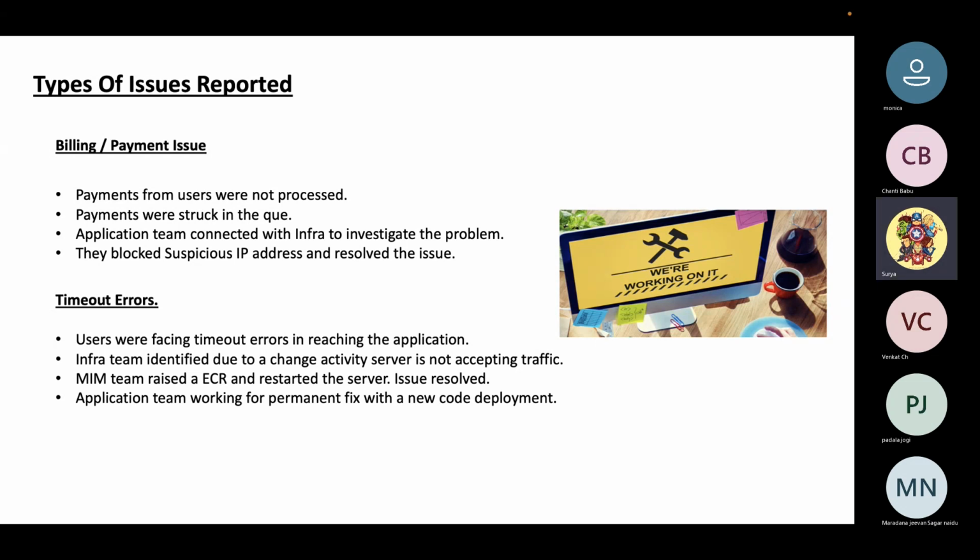So at that time, the infra team will block all the suspicious IPs and they will resolve the issue. They will remove all the IP addresses, like website addresses, right? So our IP will be there, 160.192.2.11, that is our IP address. So those IPs will be blocked and the remaining payments will be processed.